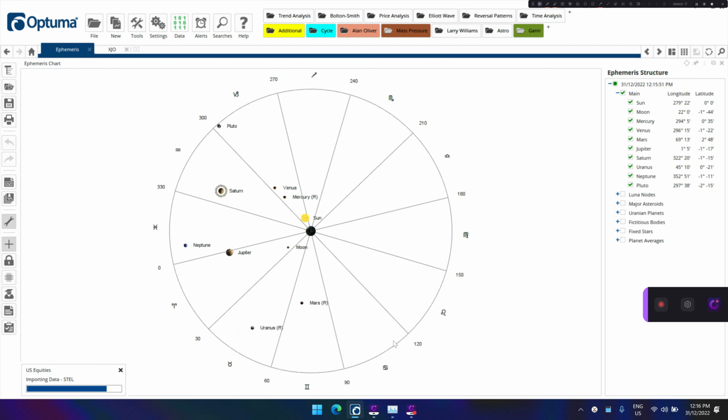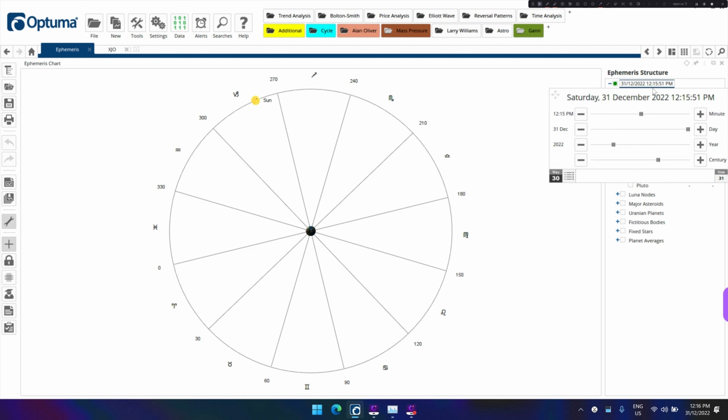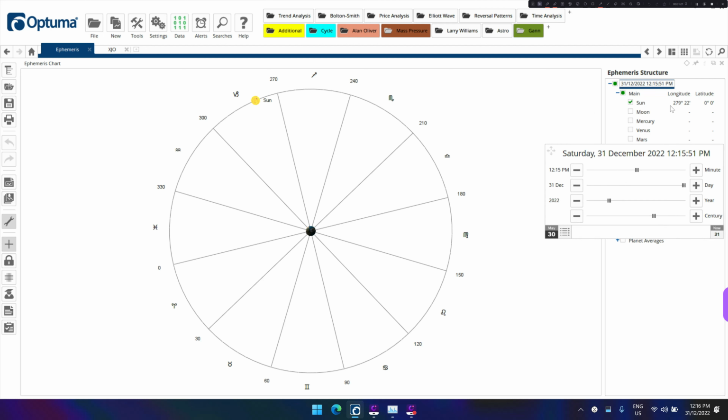So, what are solar dates? Well, solar dates are the dates that mark a certain position of the sun around the ephemeris and in each zodiac sign. So if I go ahead now and turn off all these planets, and just leave the sun as the basis that we're looking at, we look at the sun, which is currently on the 31st of December 2022 at 12:15 p.m. We can see the sun has a longitude of 279 degrees, 22 minutes.